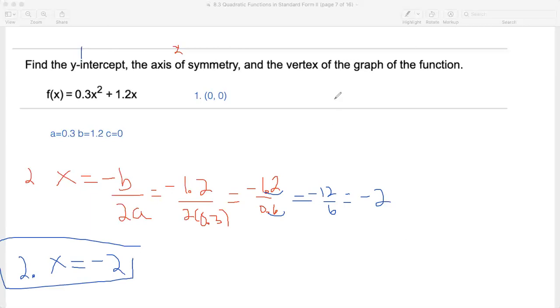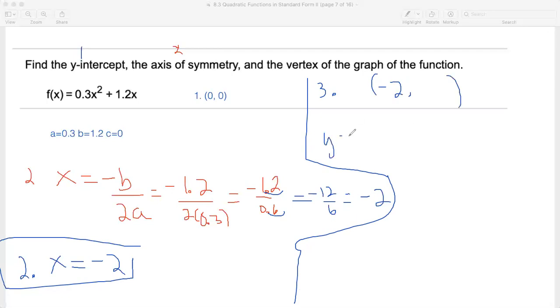Now to find my vertex, running out of room over here, I'm going to make a little space here. Okay, so my vertex will be -2, whatever the y value is when we plug it in. So that'll be y equals 0.3 times -2 squared plus 1.2 times -2.